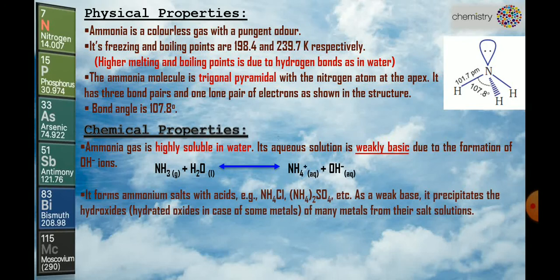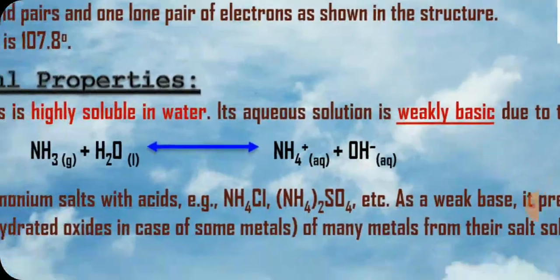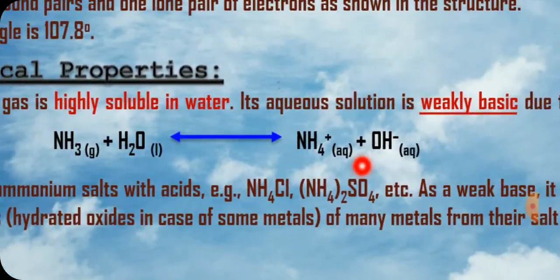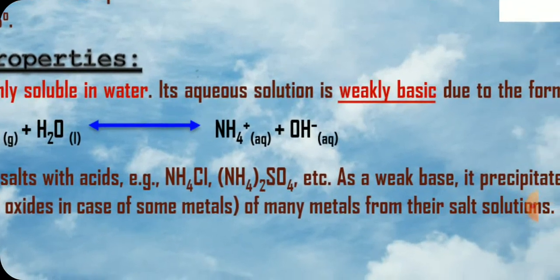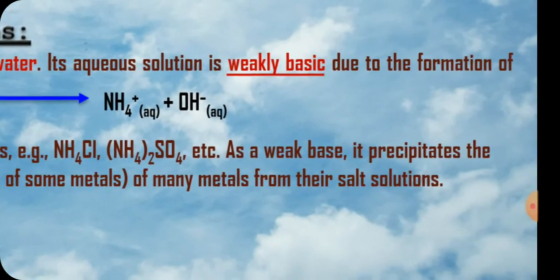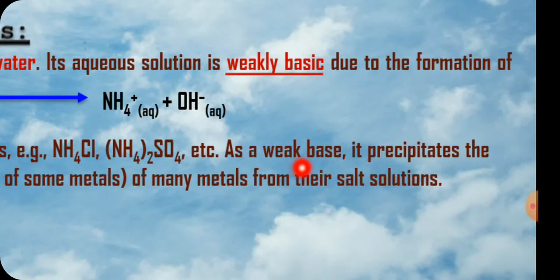Ammonia forms ammonium salts. Whenever ammonia reacts with acids like HCl, it forms ammonium chloride. If it reacts with sulfuric acid, it forms ammonium sulfate. It reacts with acids forming ammonium salts, for example, ammonium chloride and ammonium sulfate. And as a weak base, I said it's weakly basic in nature.